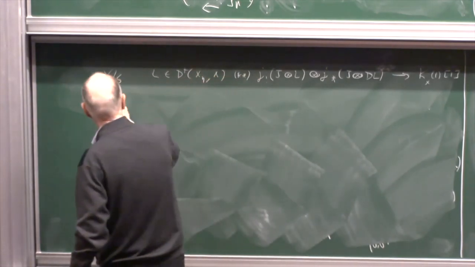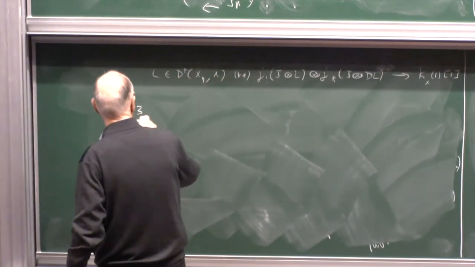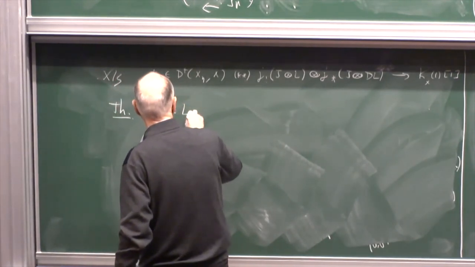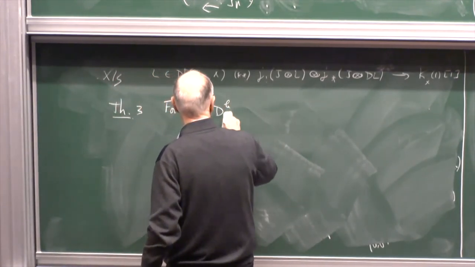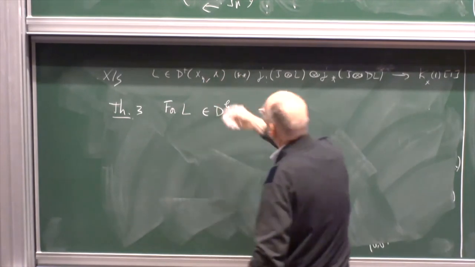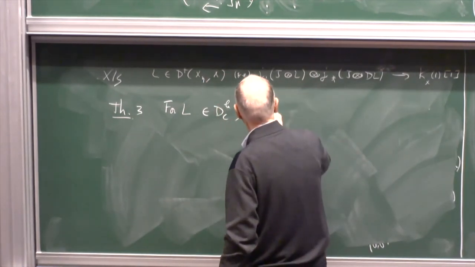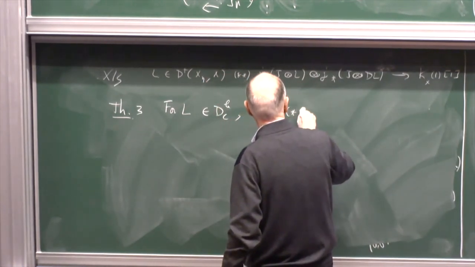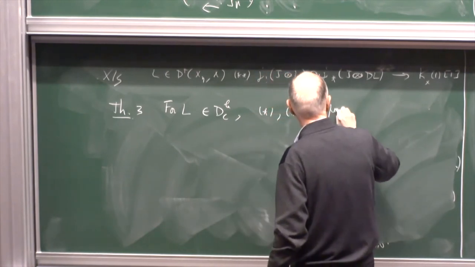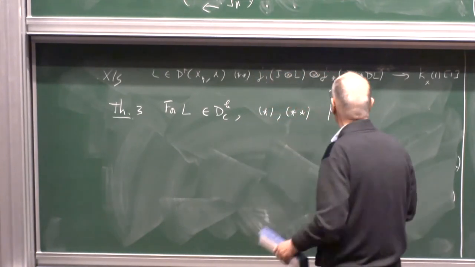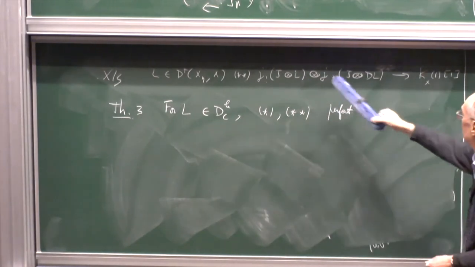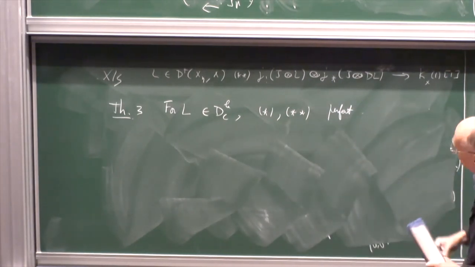Now theorem 3 is that for L in DBC of Y or of X eta, then star and double star are perfect. That is, identify each of the factors to the dual of the other.